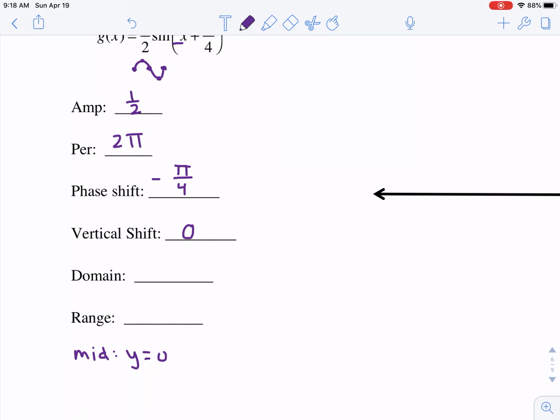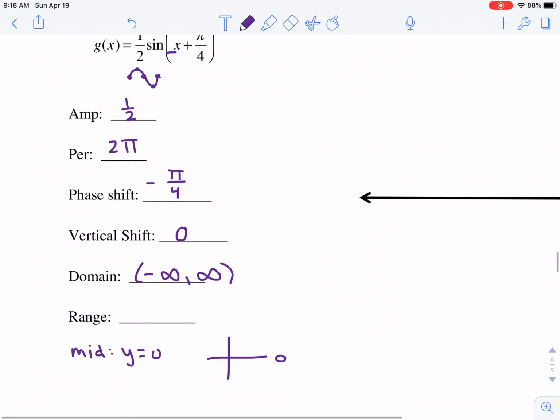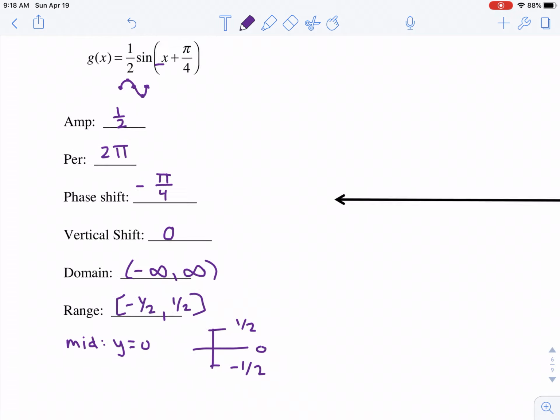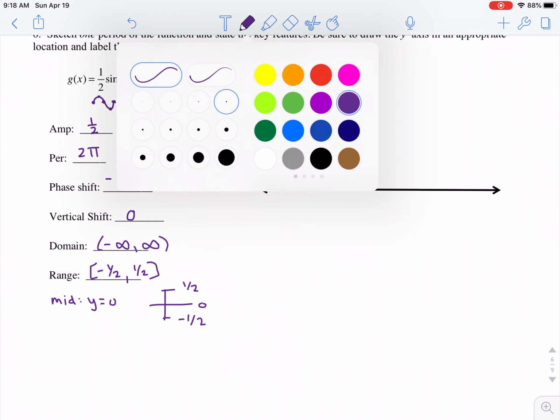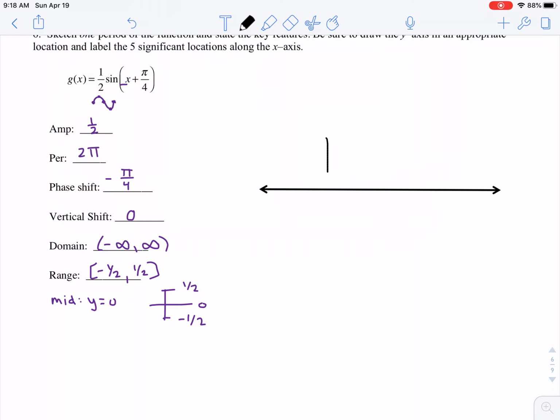My domain is still negative infinity to infinity. And my range, if I start at the midline of 0 and I go up 1/2 and down 1/2, that makes my range negative 1/2 to 1/2. Now, if I'm phase shifting to the left, I need to give myself a little bit of space to the left of that y-axis. So I want to make sure that I give myself some room.